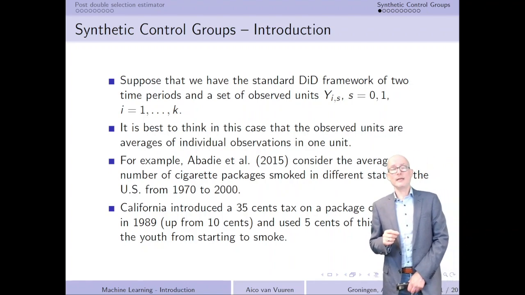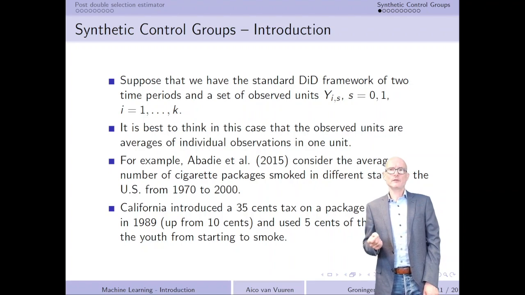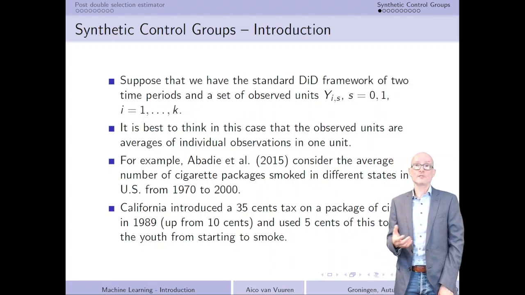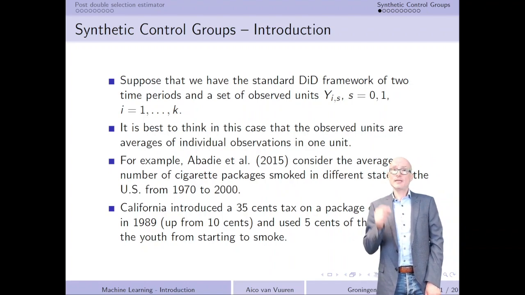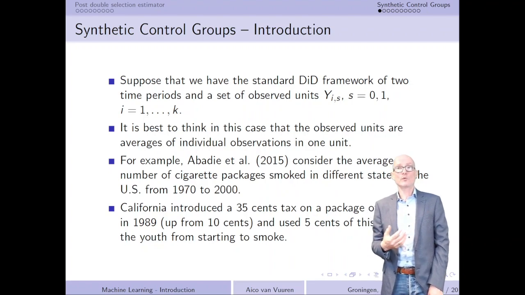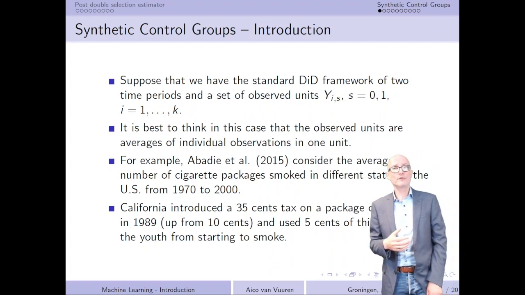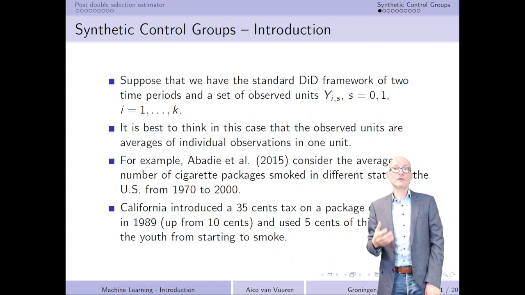Now we should realize that, and that is quite different from difference in differences, in synthetic control groups the number of observations that we're going to have per unit in a particular time period could actually be quite small. That is not the case in difference in differences, because there you usually assume that even within a time period, a particular unit will have many different observations. But that's not usually the case with synthetic control groups. We're even going to see a particular example in which we only have one observation per time period for one particular unit. In that sense, it's best to think that the observed units are averages of individual observations in a particular unit.